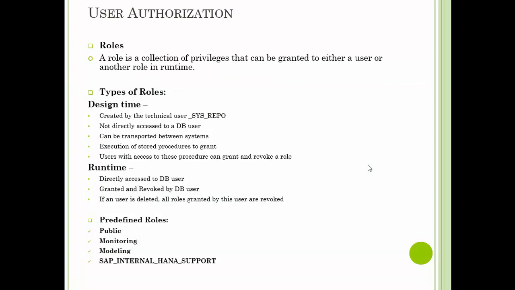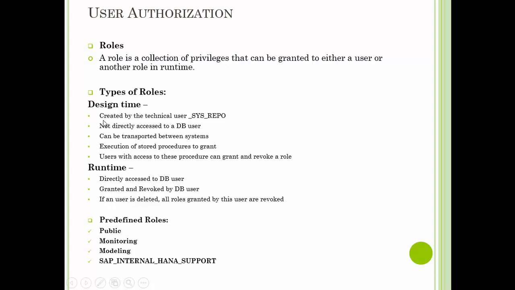Now coming to roles. We have understood privileges, the different sets of privileges available and what each one is used for. A role is a collection of privileges, as I said, that can be granted either to a user or to an existing role itself. So a role can also be a group of roles in this sense. And the types of roles, as I said, are design time and runtime.